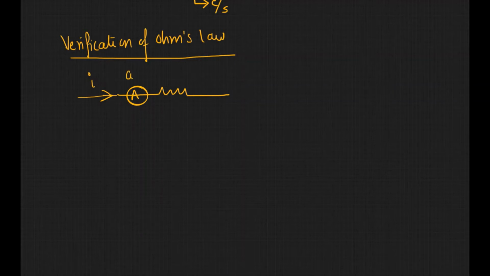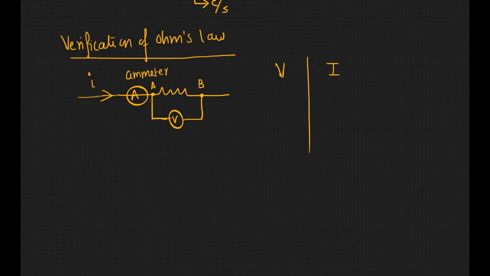This is called an ammeter. And to measure the potential drop across the resistance, you put up an instrument called a voltmeter. Why do you connect this voltmeter in parallel? Because you need to find the potential difference across these 2 points. And you will measure, for various values of current, the value of the potential drop across the resistor.